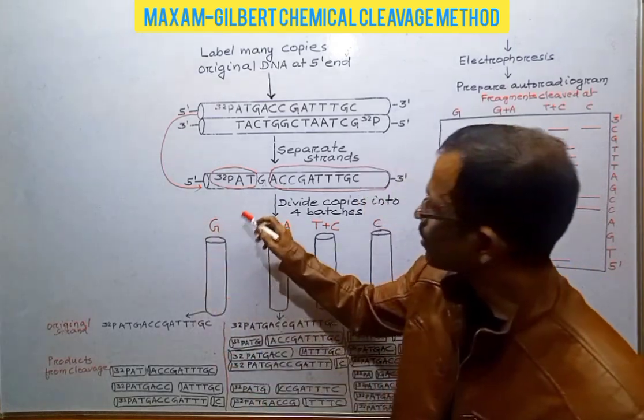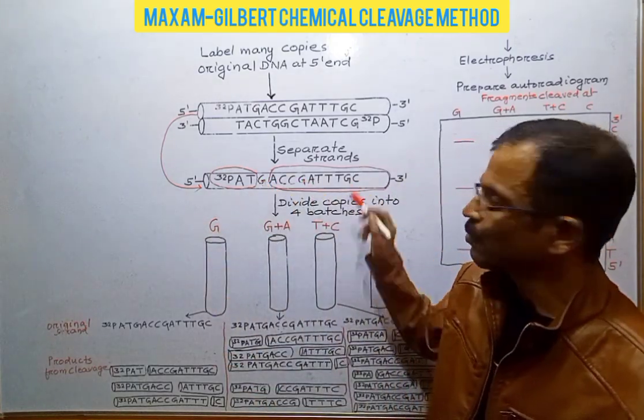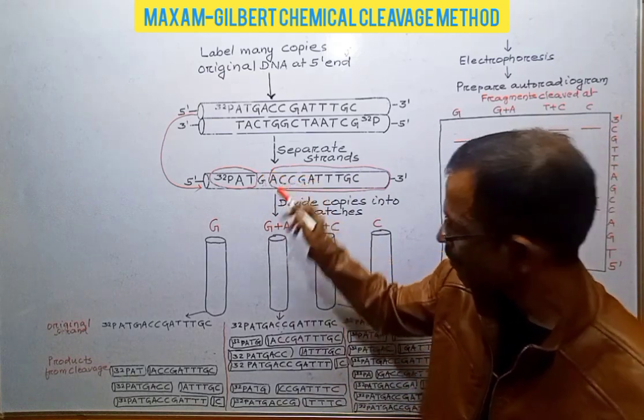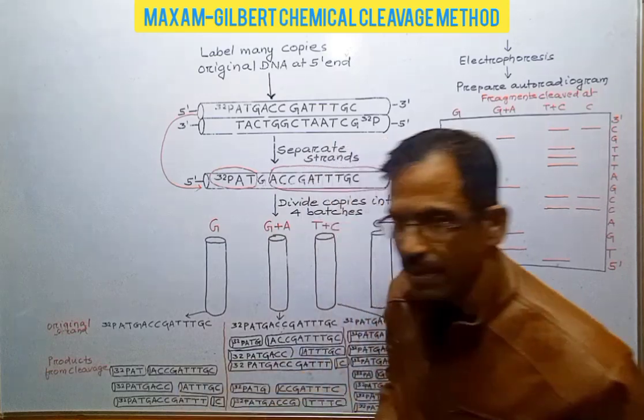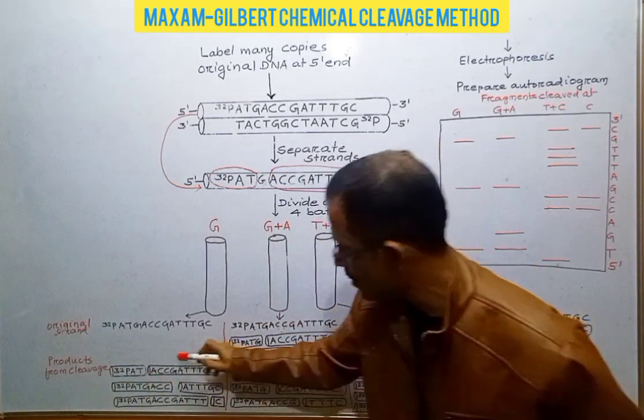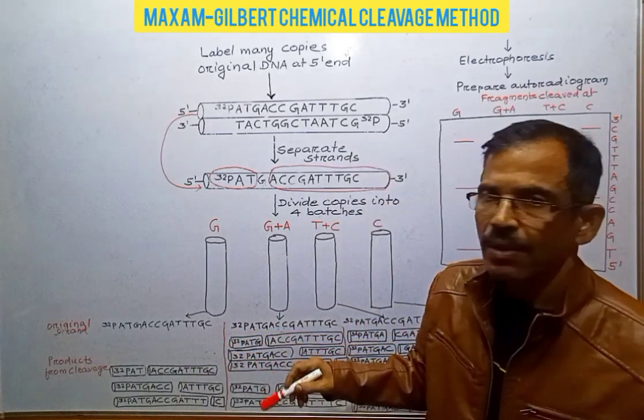In the first batch, cleavage takes place at guanine. When the first guanine is cleaved, we will get 2 fragments. The left side fragment is radiolabeled and the right side is unlabeled.